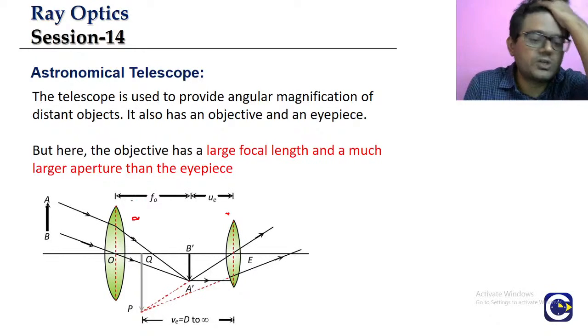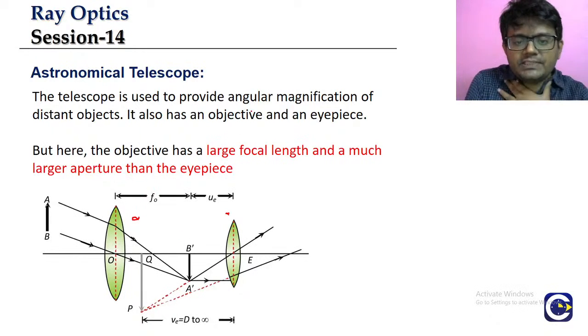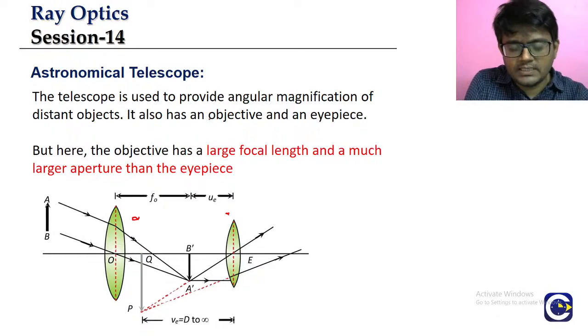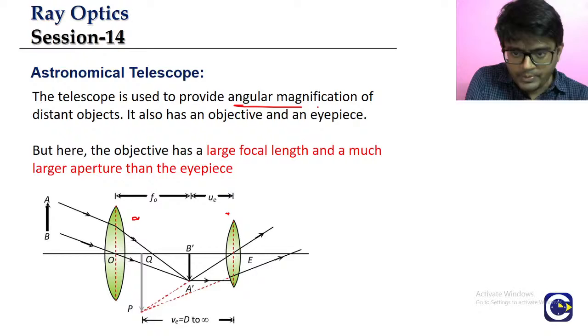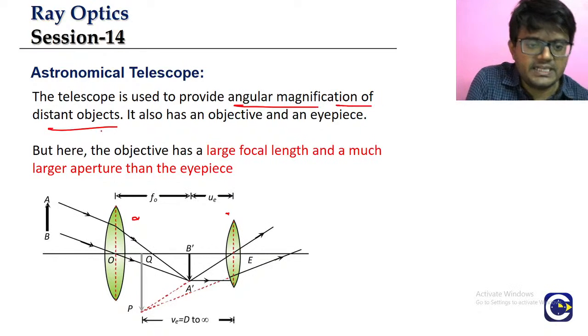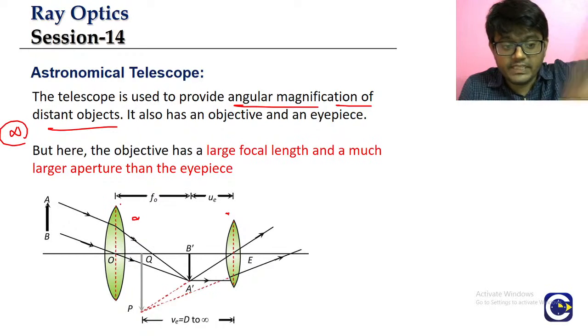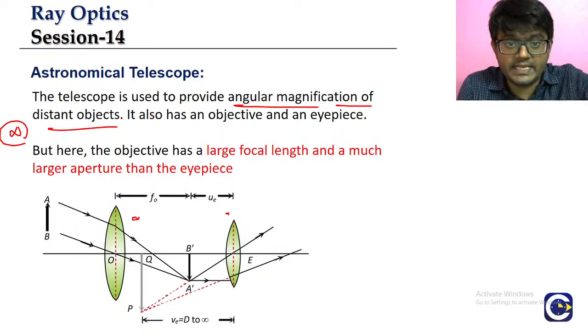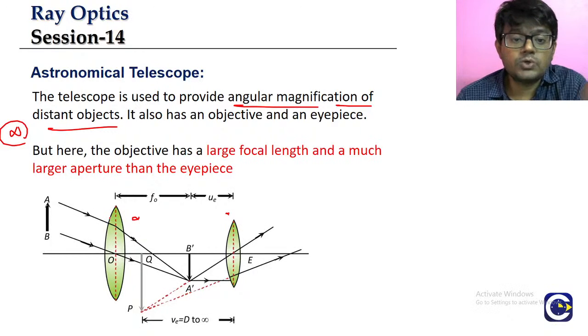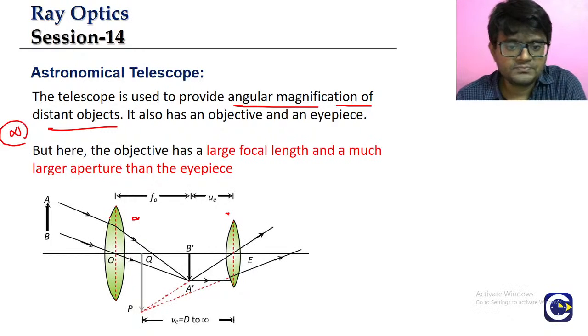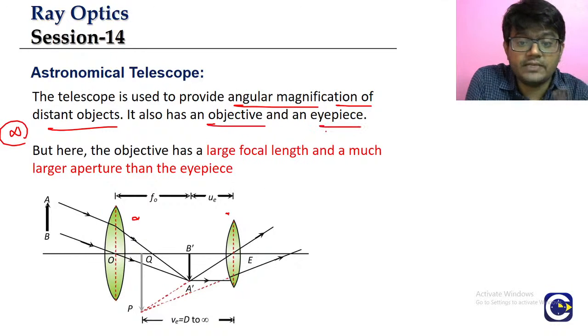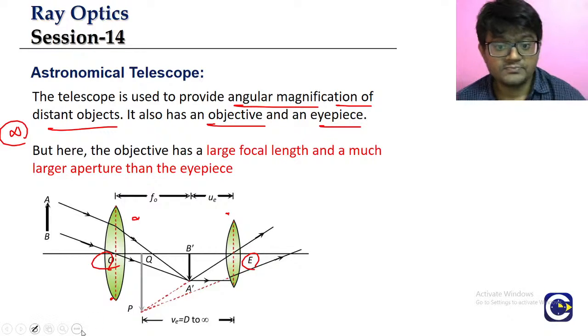And what is the purpose of this? The purpose, not only of the astronomical telescope but of other telescopes also, is to provide angular magnification for a distant object. The object is very distant, so we take it to be at infinity. The image formation should provide angular magnification. Here we will have the objective and the eyepiece.